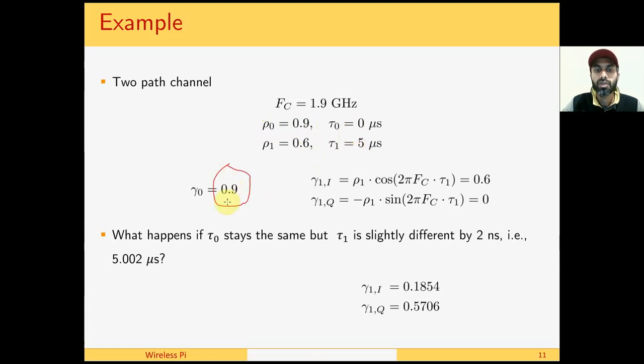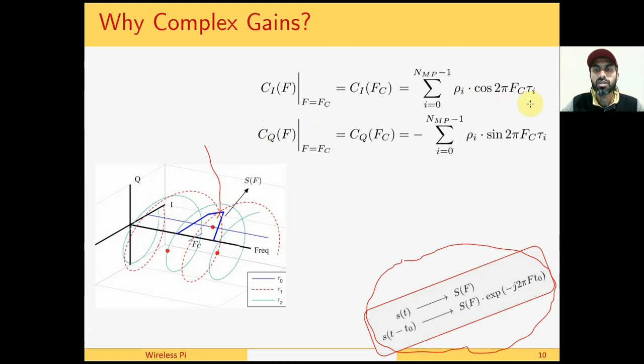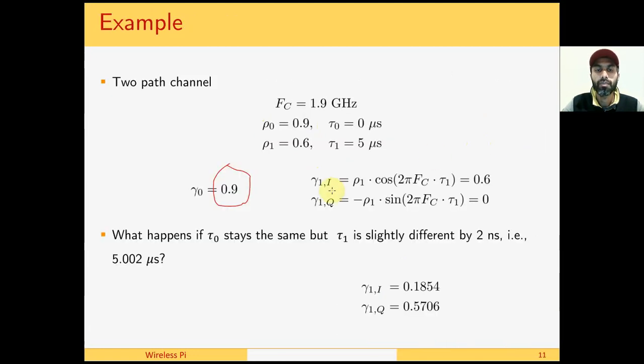Clearly, gamma 0 equals 0.9 because cos 0 is 1 and sin 0 is 0. Now, as far as gamma 1 I's part is concerned, it is rho 1 cos 2 pi fc tau 1, which is 0.6, and gamma 1 Q is minus rho 1 sin 2 pi fc tau 1 equals 0.